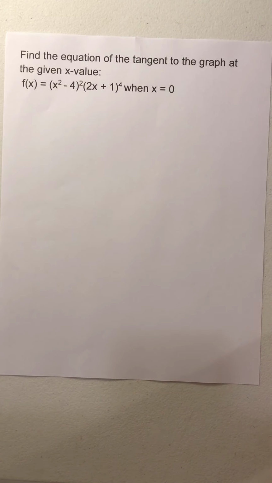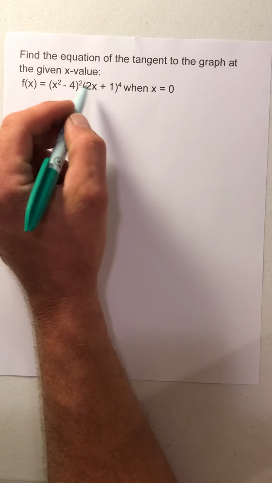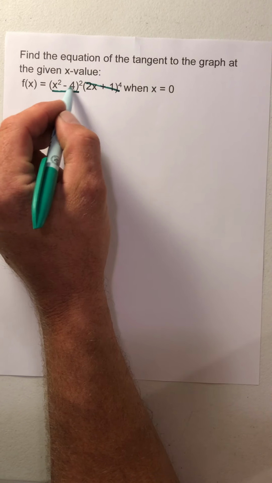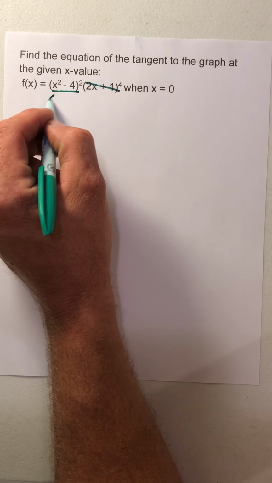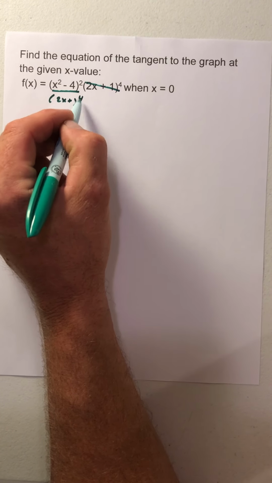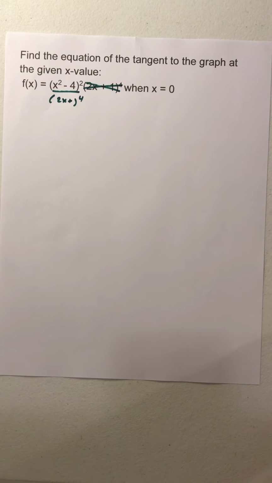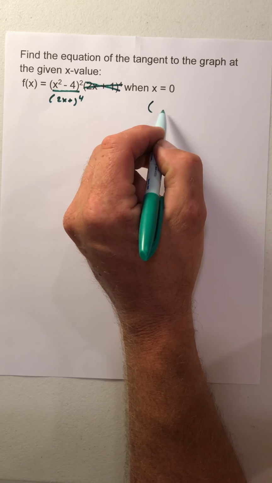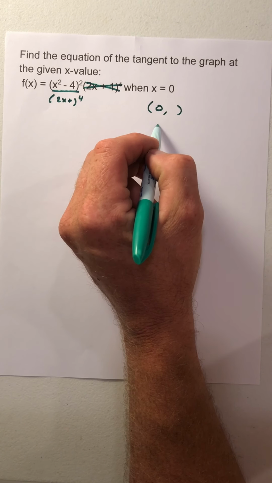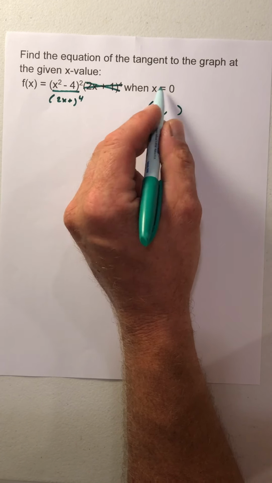I want to just go over one more example with you. Again, it's a product rule. I guess we could do a quotient rule with this. Why don't we make it a quotient rule? So let's make this x squared minus 4 squared over 2x plus 1 to the 4th. I like that better anyway. Gives you an idea of what we're going to use our quotient rule as well. So we know the x value. We need to know the slope when x equals 0.